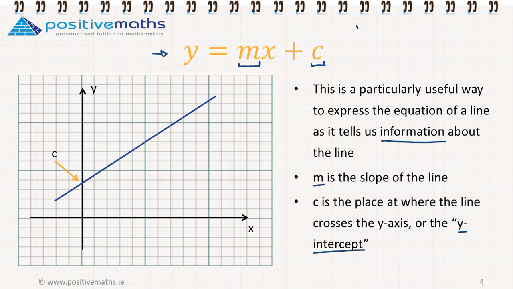If we take an example, if we have y is equal to 2x minus 5, that tells us the slope of the line is equal to 2, and one of the points on that line is going to be (0, -5). So if we look at our diagram, we have the blue line. This point here is where it crosses the y-axis, so the point itself will be (0, c).